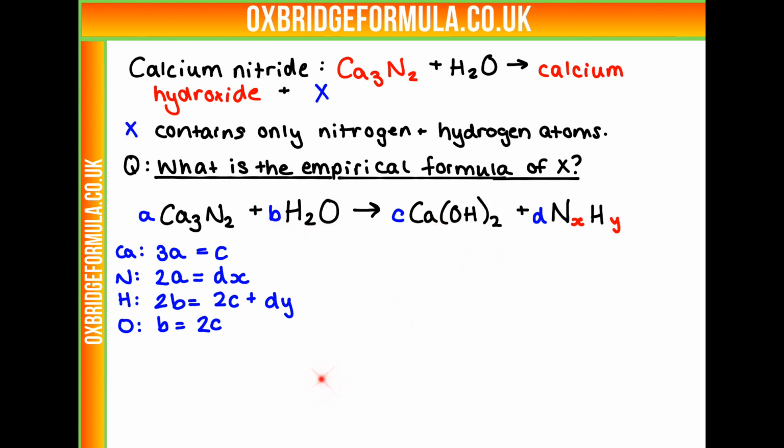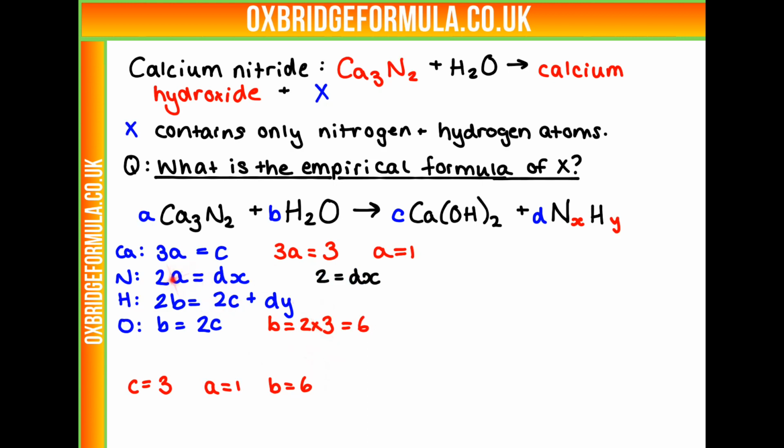So now let's solve this. I'm just going to choose a random number to start us off. We know that 3a equals c, so I'm going to make c 3, and that gives us a being 1. Then we can use this to fill out the rest of our equations. We know that b equals 2c, so if c is 3, b must be 6. For our nitrogen, 2 times a, so 2, equals dx. And we know that 2b must be 12 and 2c is 6, so 12 equals 6 plus dy, or 6 equals dy.